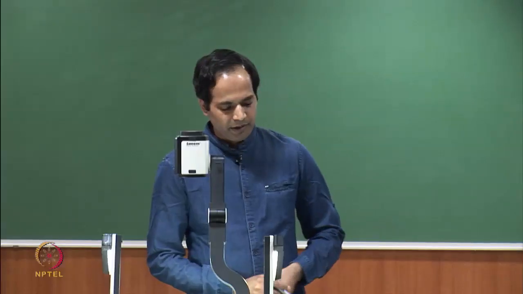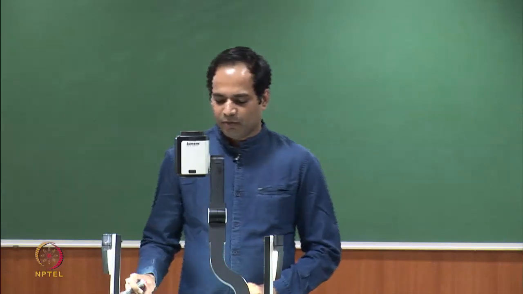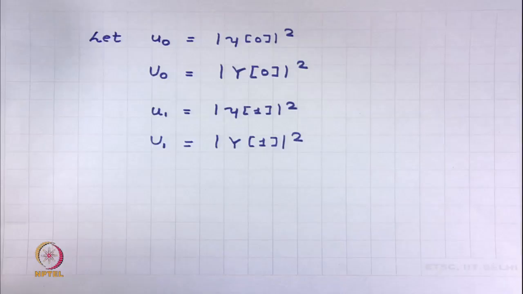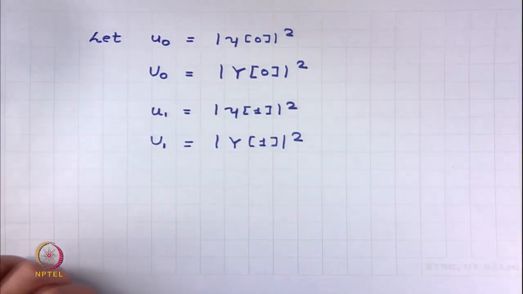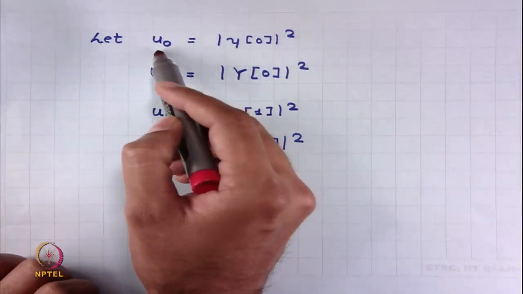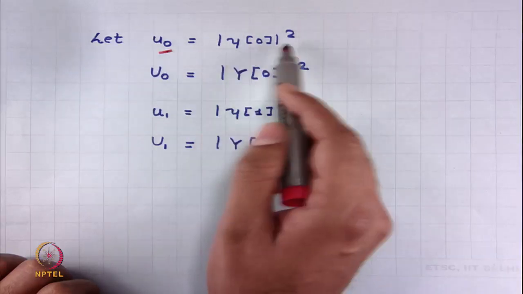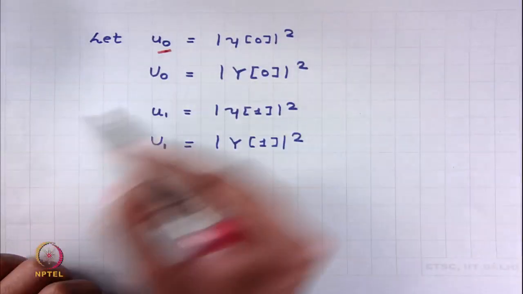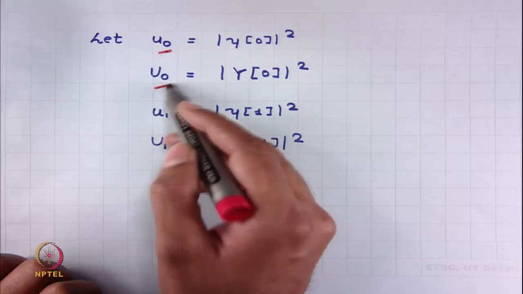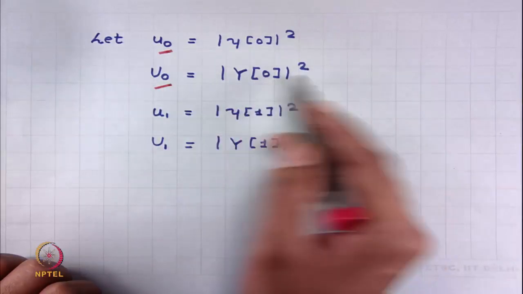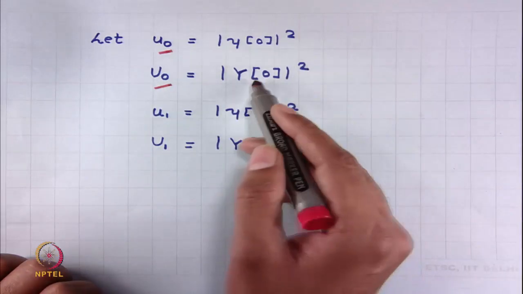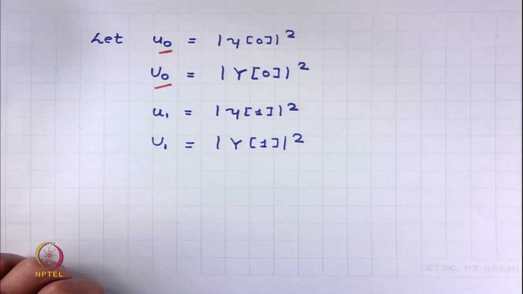Now, from here we can find out the probability of errors, and to simplify the arithmetic a bit, we make these substitutions. So, we say that u naught is simply mod of y 0 square, and this corresponds to a random variable capital U naught being the mod square of random variable y 0.